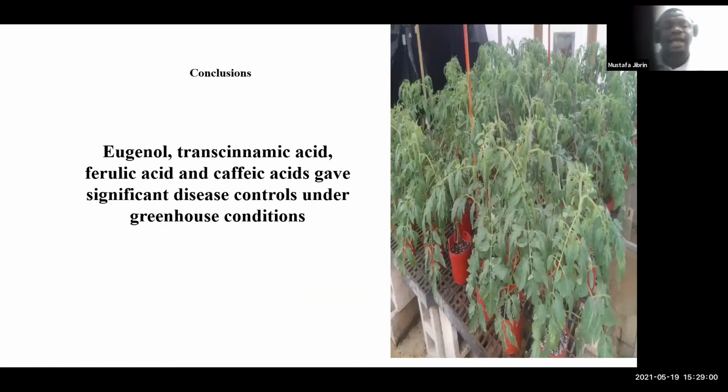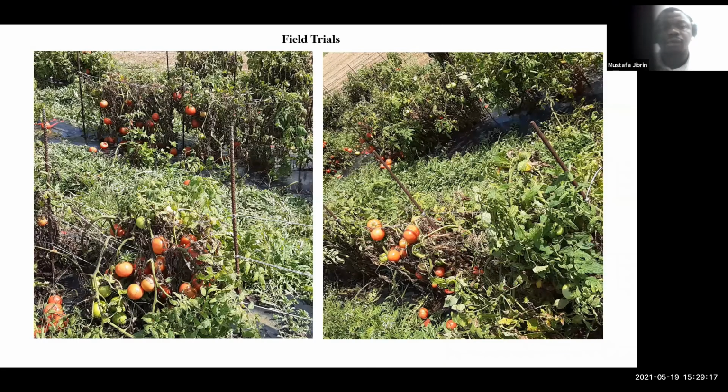Well, from this, we can really see that to a very large extent, eugenol, tranexamic acid, ferulic acid, and caffeic acid gave good control against bacterial spot under greenhouse conditions. So the next thing was to try what we've seen in the greenhouse. We'll check in the field if we can use it and get the same results, and also possibly have it as part of the tools to recommend in the future.